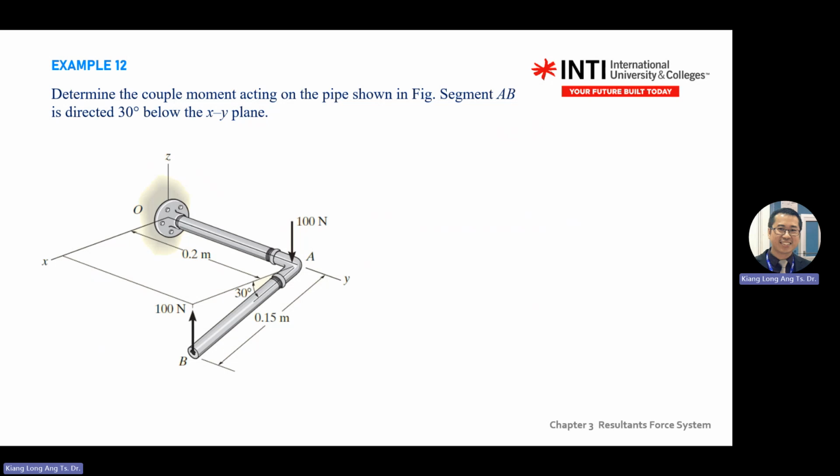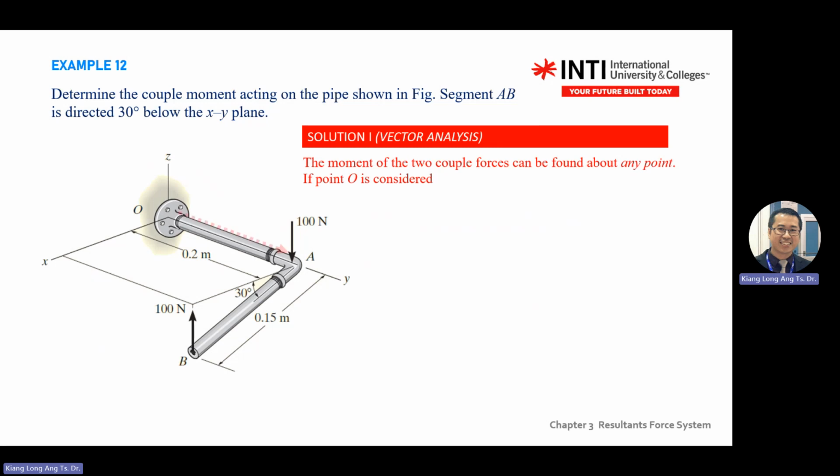Then you create a moment along what axis? X, Y, or Z. You pull out your right hand rule. So the moment is your finger. If you put on X, it doesn't make sense. So you put on Y, you'll see it's along the Y axis. Okay. So you have two vector analysis methods.